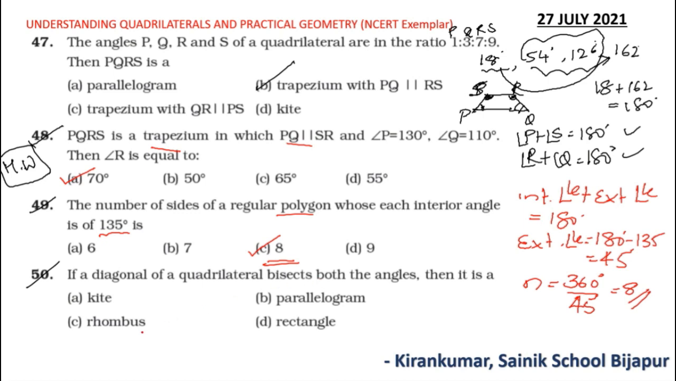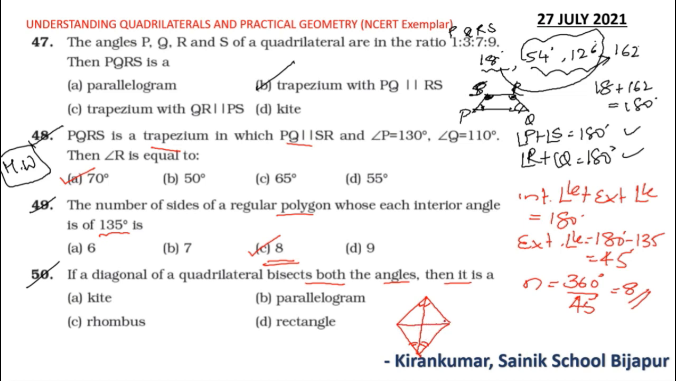Question number 50. If the diagonal of a quadrilateral bisects both the angles, then it is? Suppose if I consider a rhombus, you should know this property. The diagonal will bisect these angles. This you are going to study in class 9. You are going to prove this.